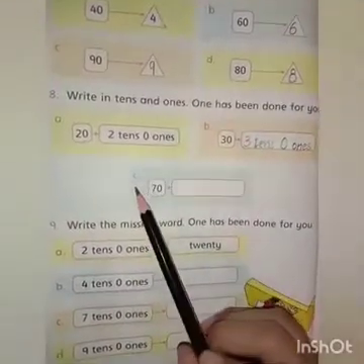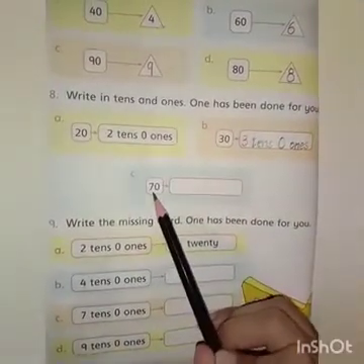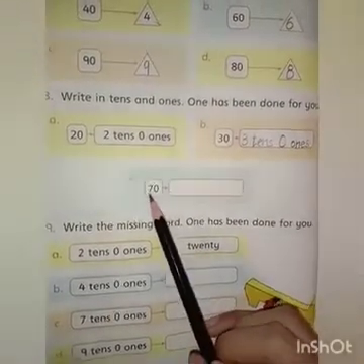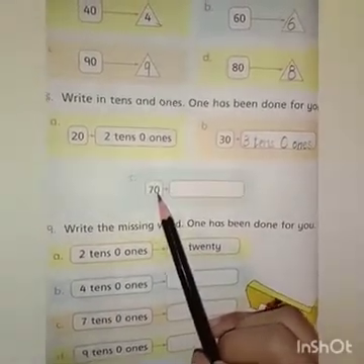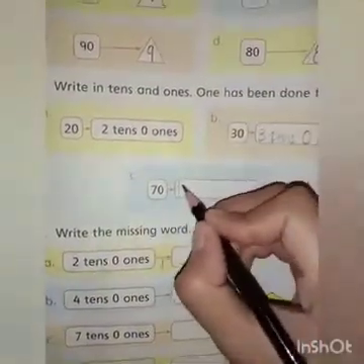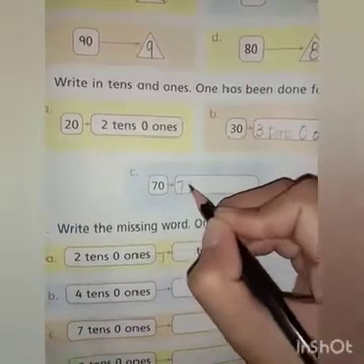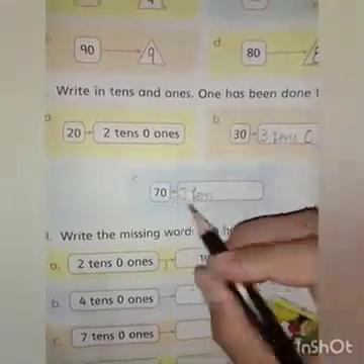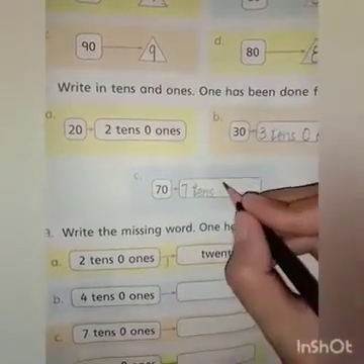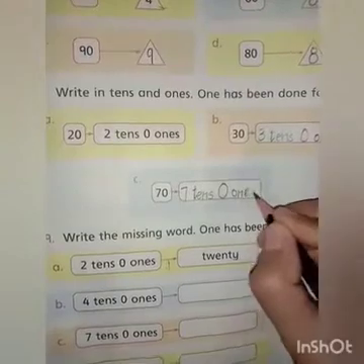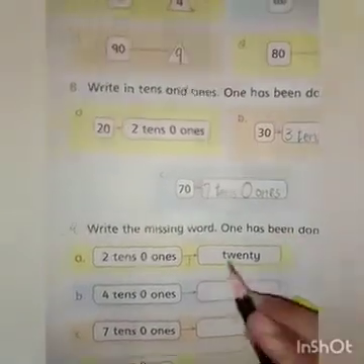Here we have point C. At point C, here we have the number 70. We are going to change it in tens and ones. The first digit belongs to tens and the second one belongs to ones. So here we have 7 tens. 7 tens. T, E, N, S. And 0 ones. O, N, E, S. Ones. Go for the next one.